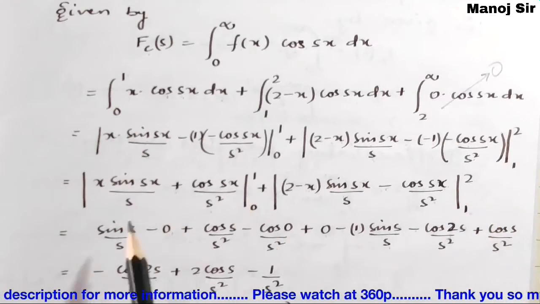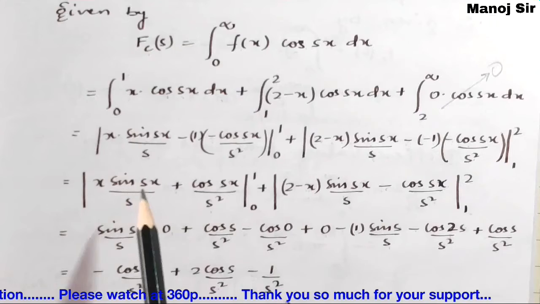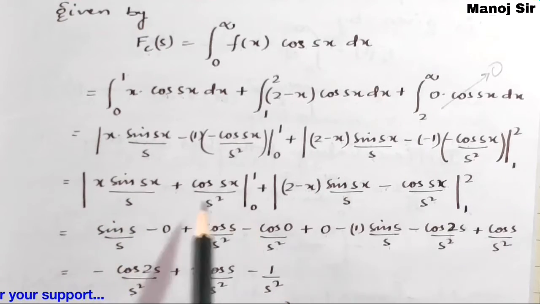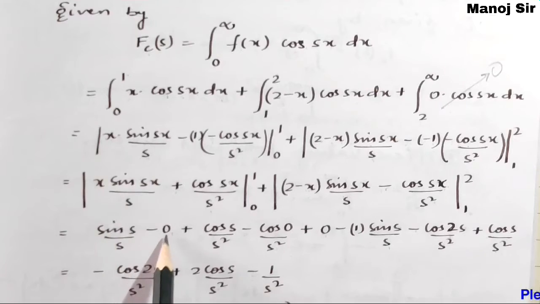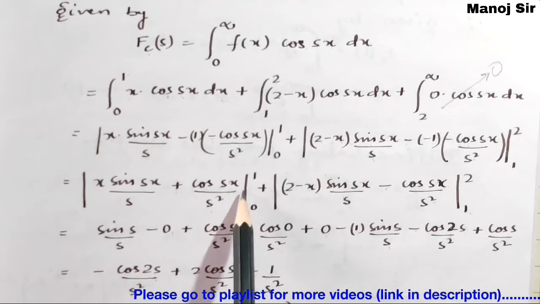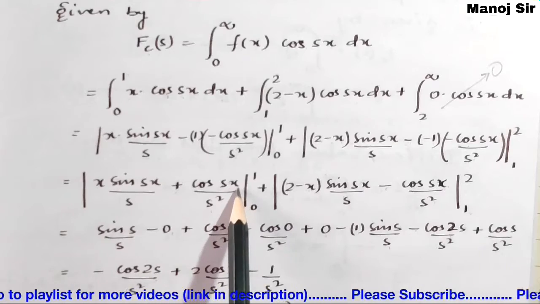Now simply put the limits. If you put the upper limit here, it is 1, and here it is sin s upon s. If you put the lower limit here, then this will become 0. Similarly here we are putting the upper limit and lower limit in place of x, in place of x, not s.